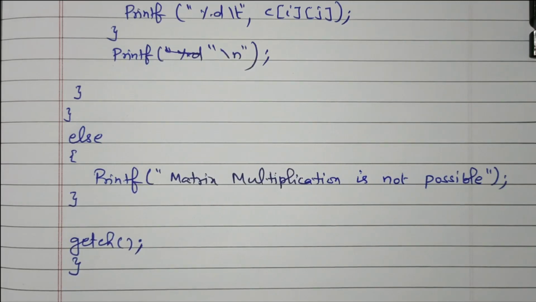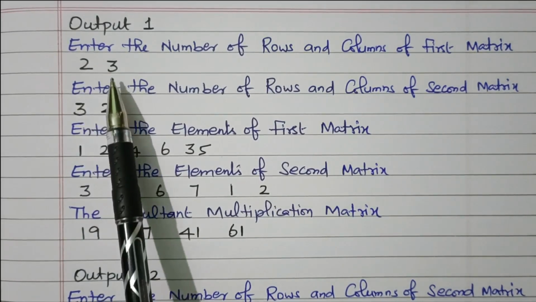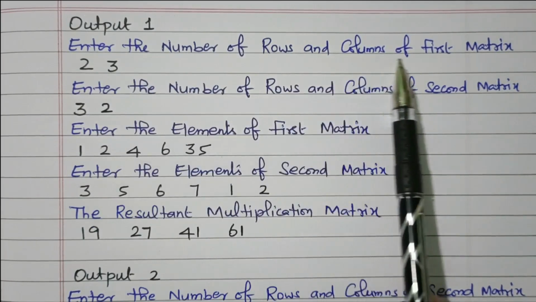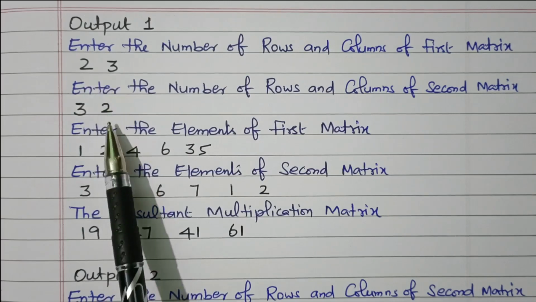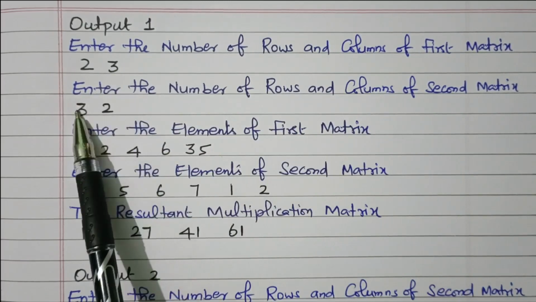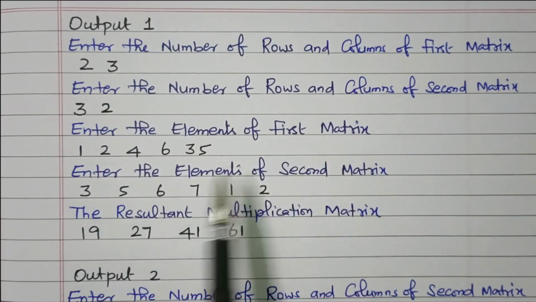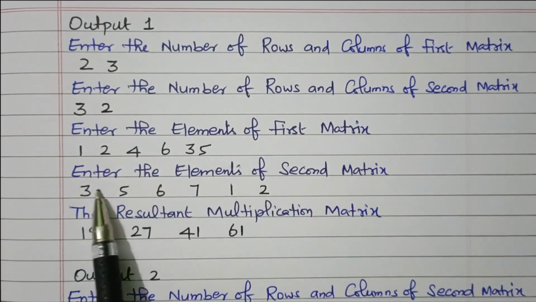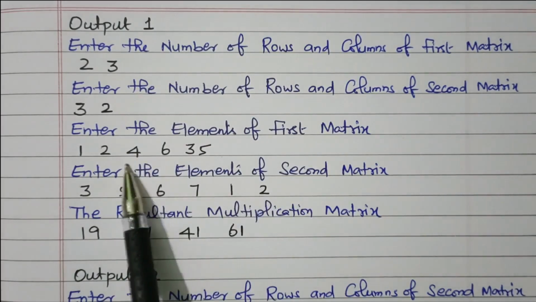Now we'll see the output. There are 2 cases of output available. One is matrix multiplication possible, another one not possible. We'll see both outputs. The first output is the possible case. Enter the number of rows and columns of the first matrix, 2 into 3. What we discussed in the example, the same size, 2 into 3. Enter the number of rows and columns of the second matrix, 3 into 2. These two are equal, so we'll get a 2 cross 2 matrix as the resultant. Enter the elements of the first matrix: 1, 2, 4, 6, 3, 5. Enter the elements of the second matrix: 3, 5, 6, 7, 1, 2. Same elements as in the example.